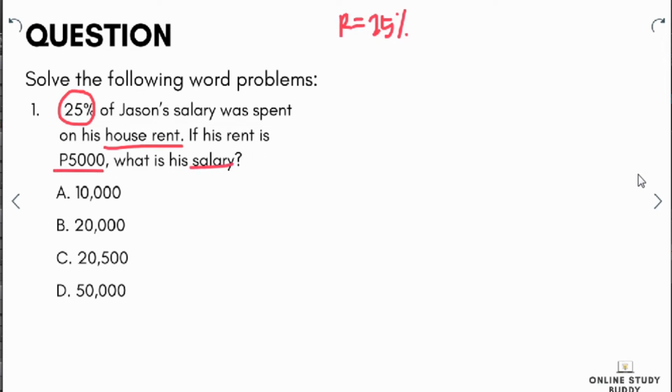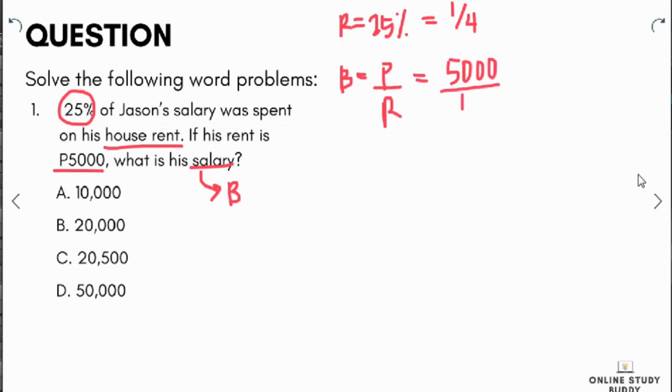So yung salary, yun yung whole. And part of it is 5,000 pesos na ginastos niya sa rent. Therefore, ang hinahanap natin is the base. So based on the PBR triangle, para mahanap yung base, we have to divide the percentage divided by the rate. So, ang 25%, we can also write this as 1/4. Therefore, ang ating formula is 5,000 divided by 1/4. And then, multiply natin yung reciprocal ng 1/4 to 5,000.